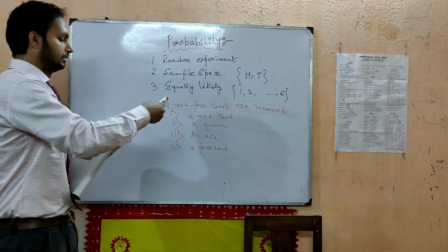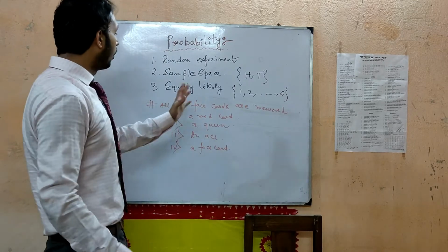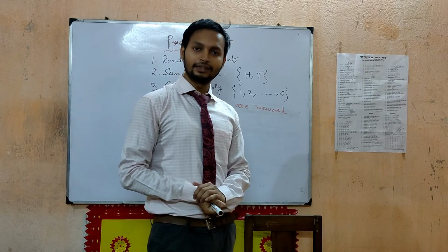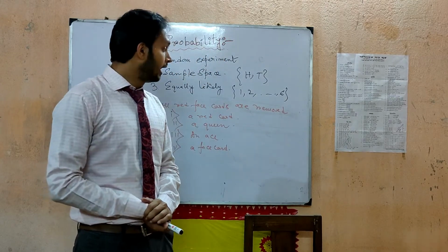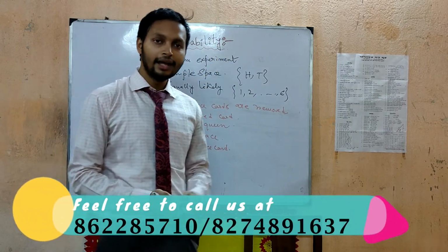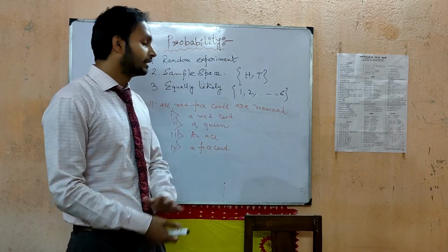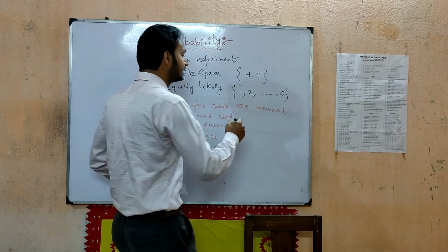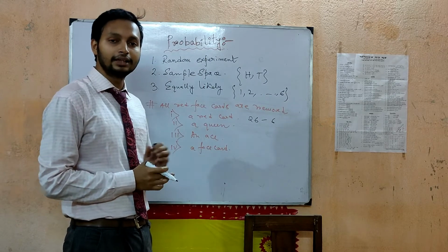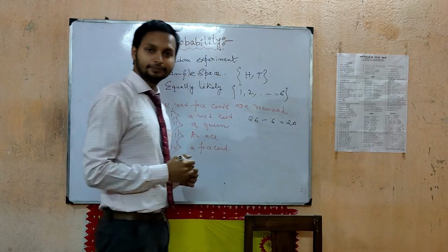Okay, a red card. So all red face cards are removed. How many face cards are there? 12 face cards are there, I have already discussed that. Out of that 12 face cards, 6 of them are red in color and another 6 are black in color. So 6 face cards are removed. So out of 26 red cards, 6 cards are removed. How many red cards are there now? 26 minus 6, that is 20.